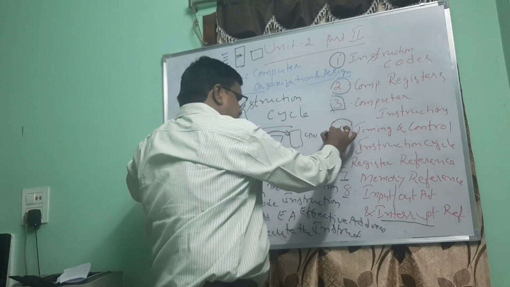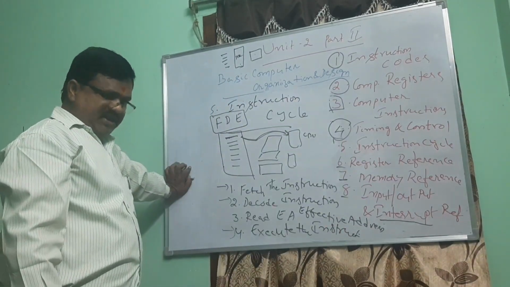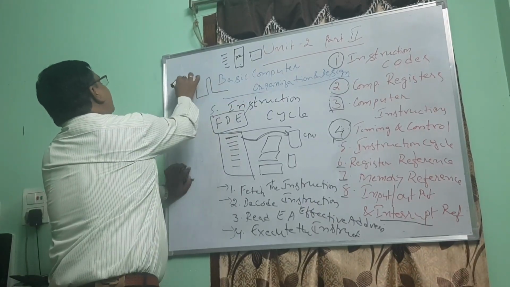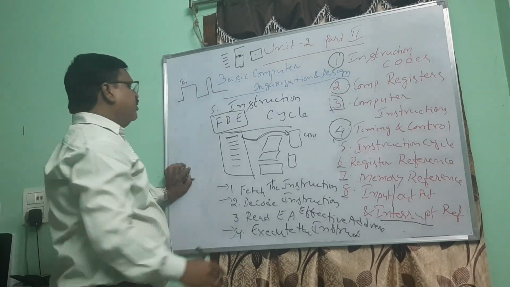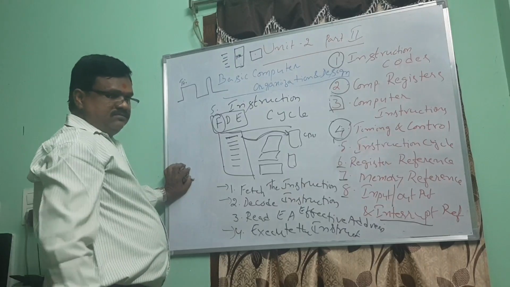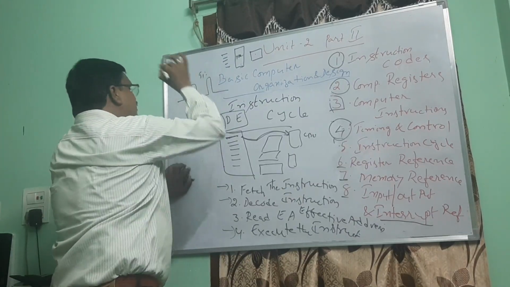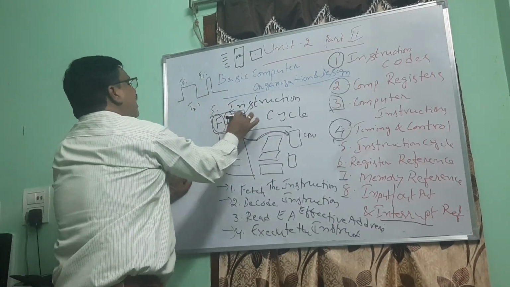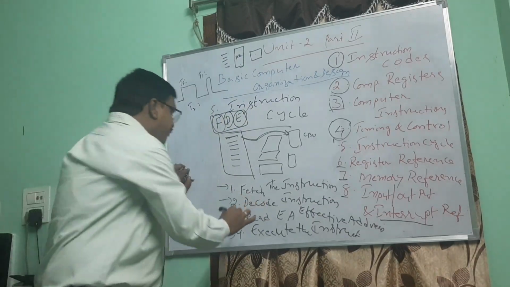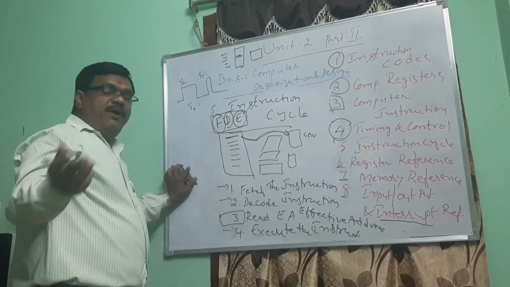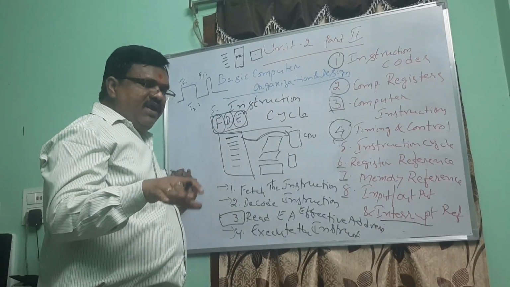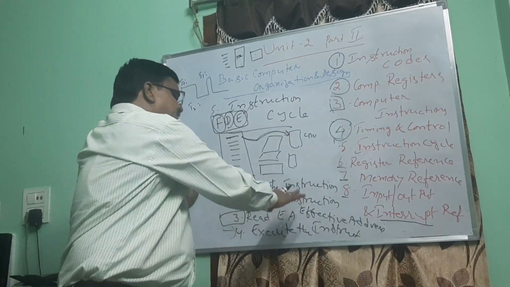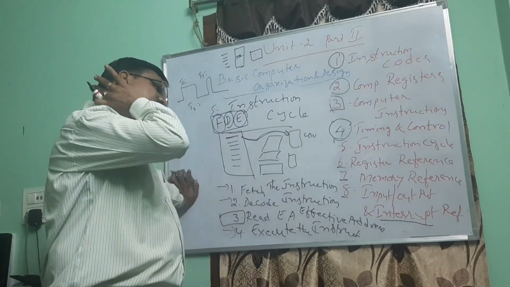Previously, when I told you about the timing and control cycle, when we write a timing diagram like this, at t0, at time slot 0, first the instruction will be fetched. At time slot 1, the instruction will be decoded. At time slot 2, the instruction will be executed. Meanwhile, there may be a necessity to calculate or read the effective address. What does this effective address mean?